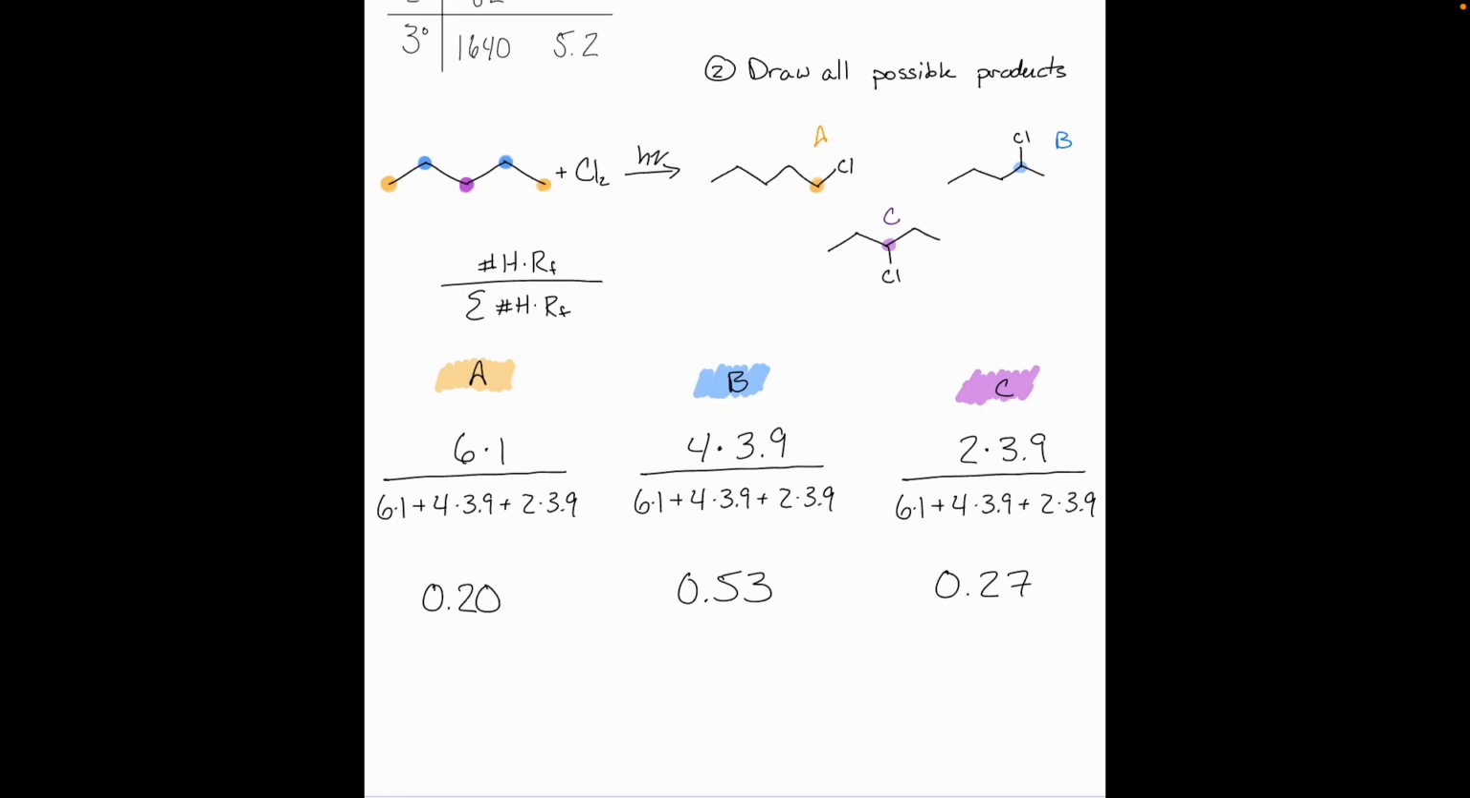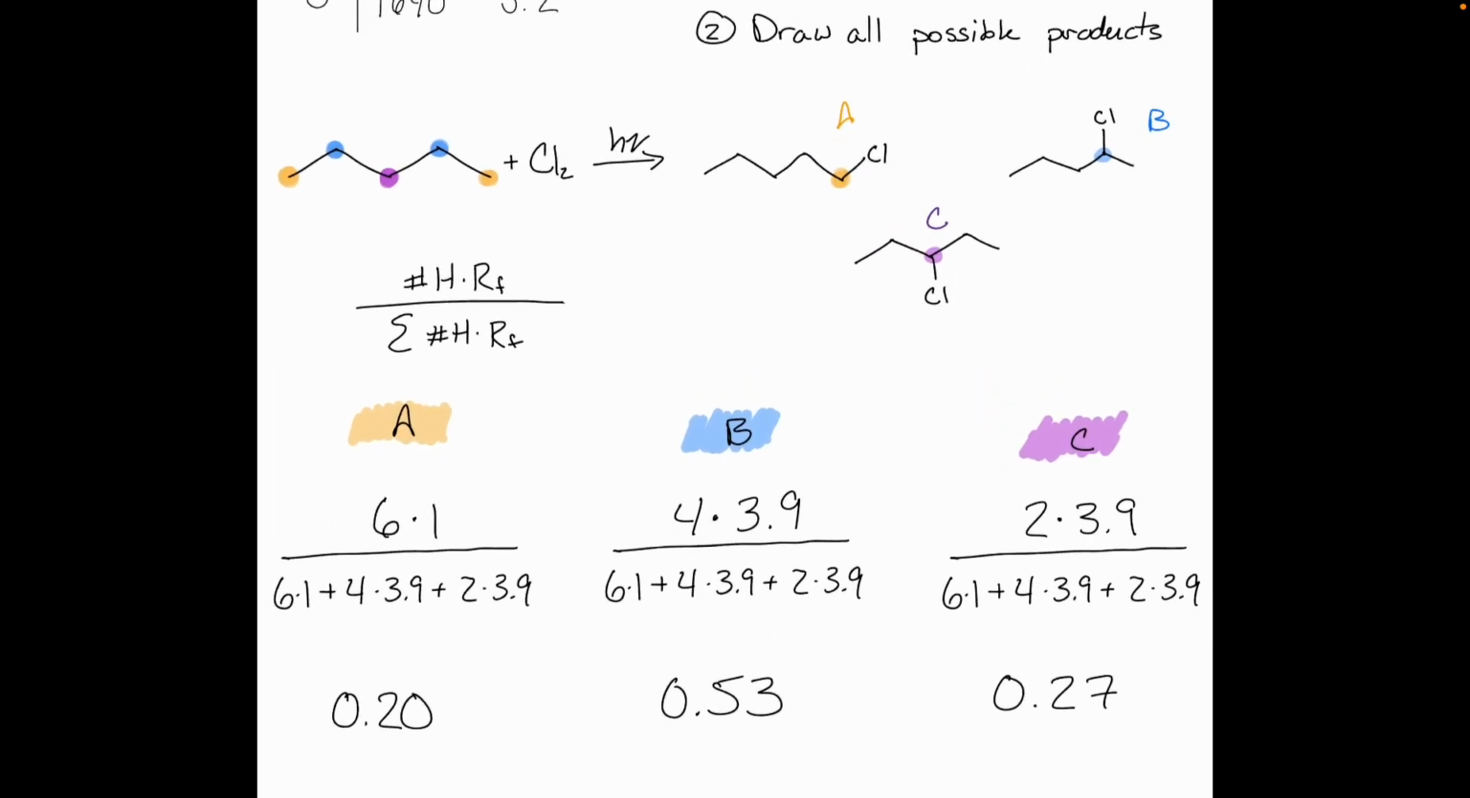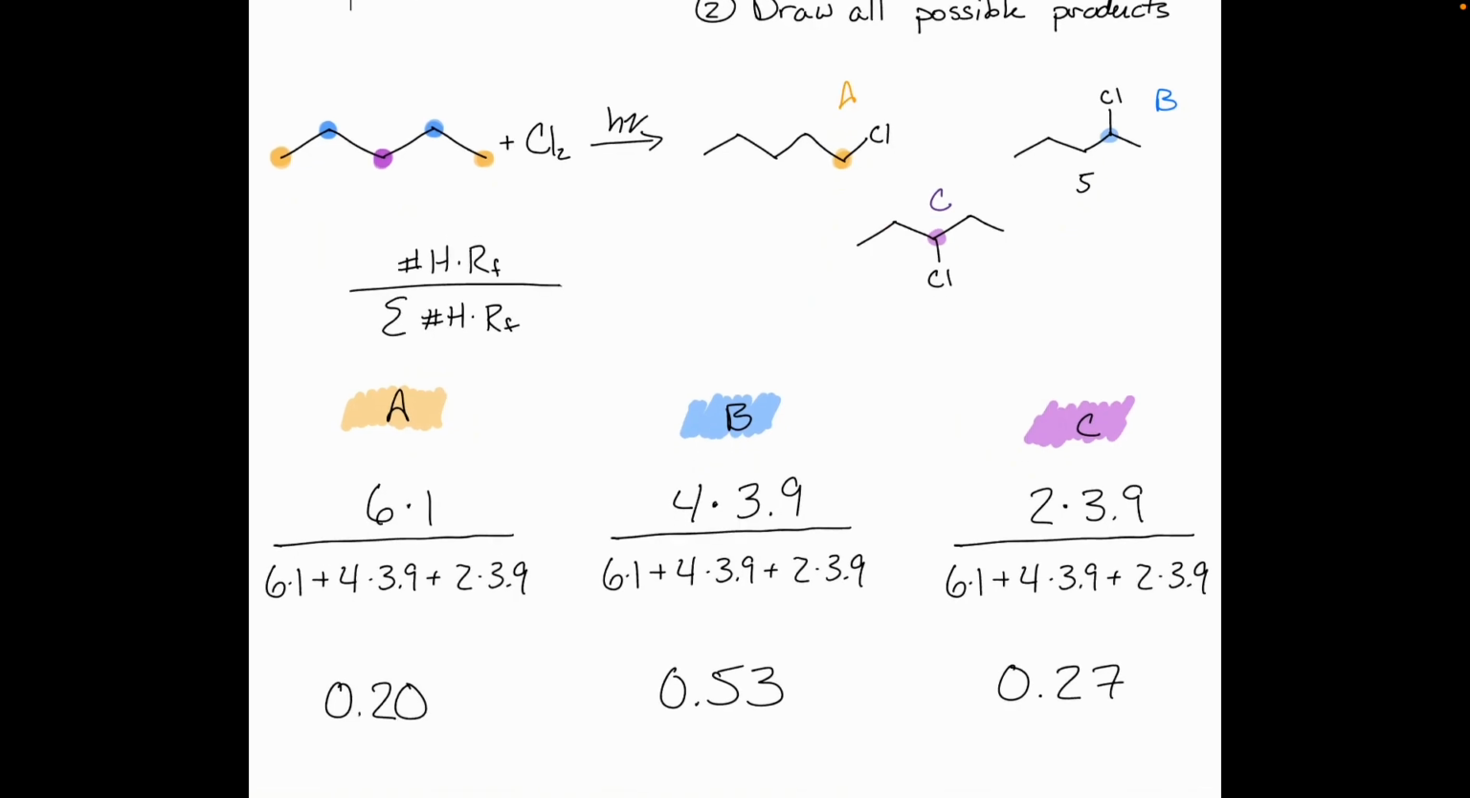All right, so then which one is my major product? B. 53% will be B. 27% will be C, and 20% will be A, right? That's what those calculations are telling us.